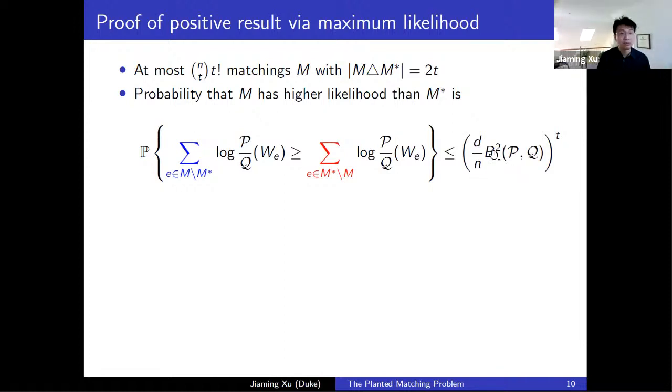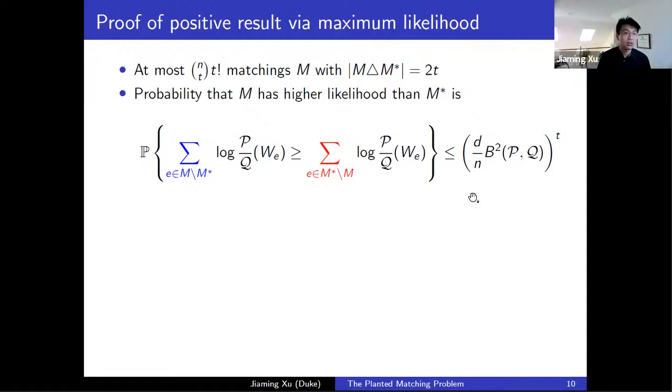In particular, remember d over n is the edge probability for a blue edge to appear. And now this Bhattacharyya coefficient actually comes from this large deviation analysis of the edge weights. Basically, here you have a sum of independent log likelihood weights. And now you just need to look for the Chernoff bound, and then you will see the Bhattacharyya coefficient popping out.